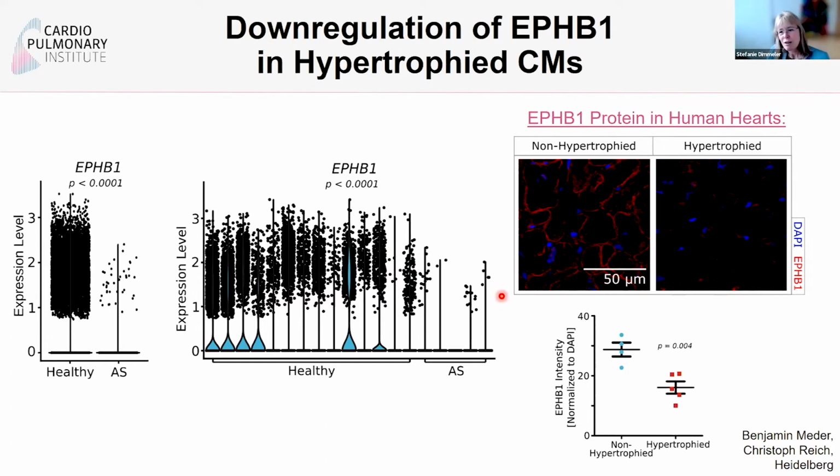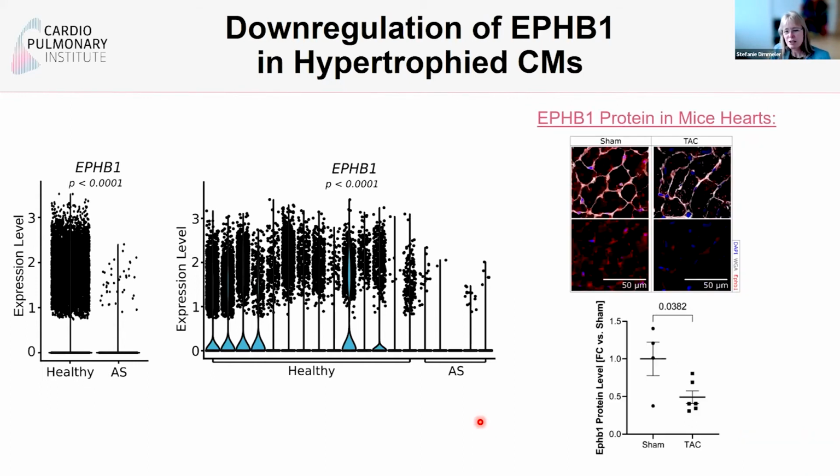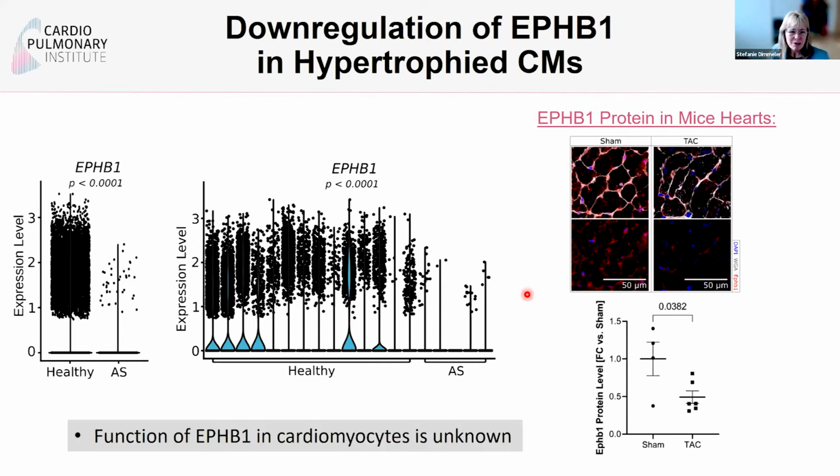Of course, this is RNA. What happens on a protein level, you can also appreciate here in immunostainings. There is an EFNB1 expression in a non-hypertrophied heart, while this is significantly reduced in the hypertrophied conditions. This is a study where we got the samples for this validation by Benjamin Meder and Christoph Reich from Heidelberg to validate our RNA sequencing data. This is a mouse model again, because it's a bit more clean, and also here we found a downregulation of the Ephrin protein expression to confirm these data. What is now the relevance?